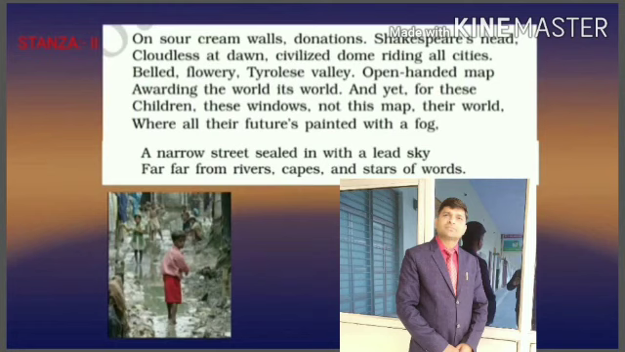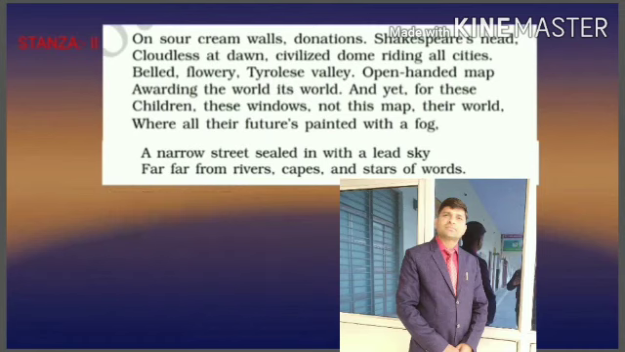But for these children, the map of the world is irrelevant because the slum where they live is different from what is shown in the map. Their world is only what they see out of the window of the classroom. The slum. Their future is full of darkness. Their future is compared to a narrow street, which means that there is no wide scope available for their future growth. These children are far away from the radiant light of knowledge and education.